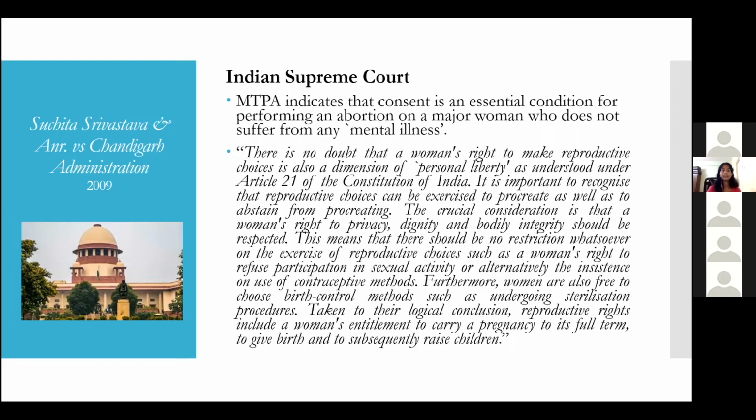Since a woman's right to make reproductive choices is a dimension of her personal liberty under Article 21 of the Constitution, the Supreme Court held that it is important to recognize that reproductive choices can be exercised to procreate as well as to abstain from procreating. The crucial consideration being that the woman's right to privacy, dignity, and bodily integrity should be respected. And there can't be any restriction whatsoever on the exercise of reproductive choices, such as a woman's right to refuse participation in sexual activity, insist on the use of contraceptive methods, or to carry a pregnancy to its full term, to give birth, and to subsequently raise children.